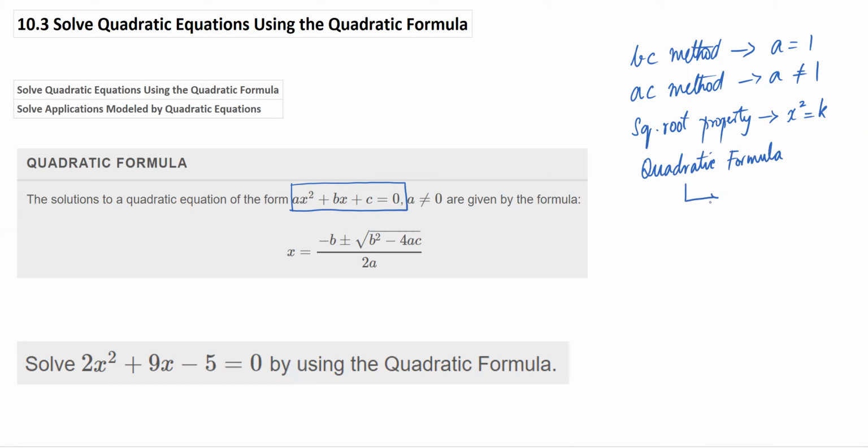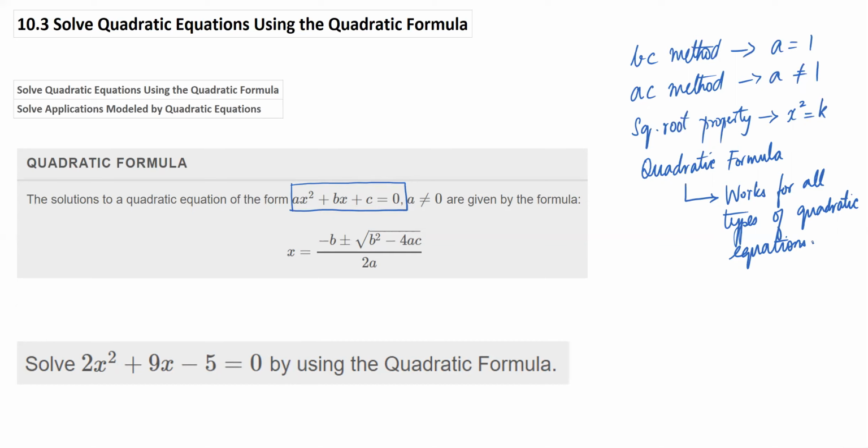We love this because this works for all types of quadratic equations. In other words, it doesn't matter what a, b, and c represent. They don't have to be whole numbers. They could be decimals, fractions, radicals, they could be anything, and we can totally use this quadratic formula. Even for some problems where the BC method or AC method really doesn't work, you can't find those two numbers, all those situations will be handled nicely by the quadratic formula.